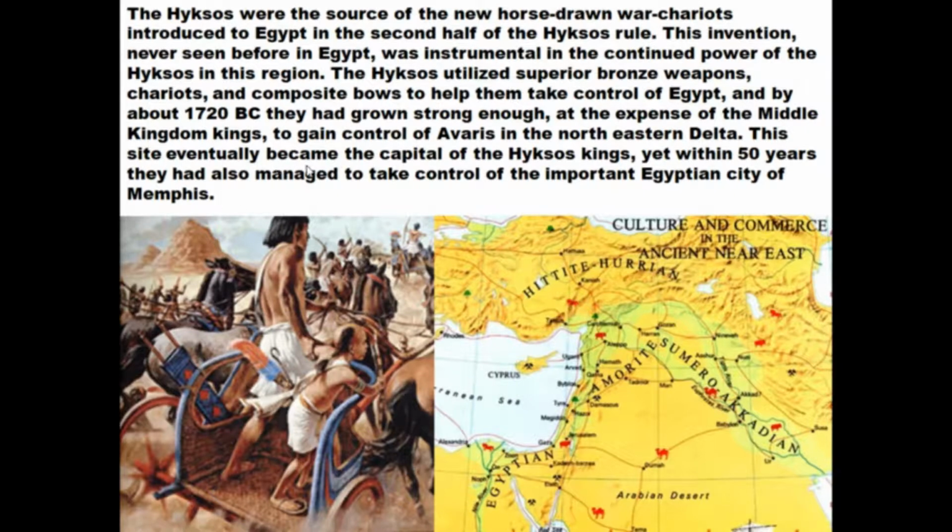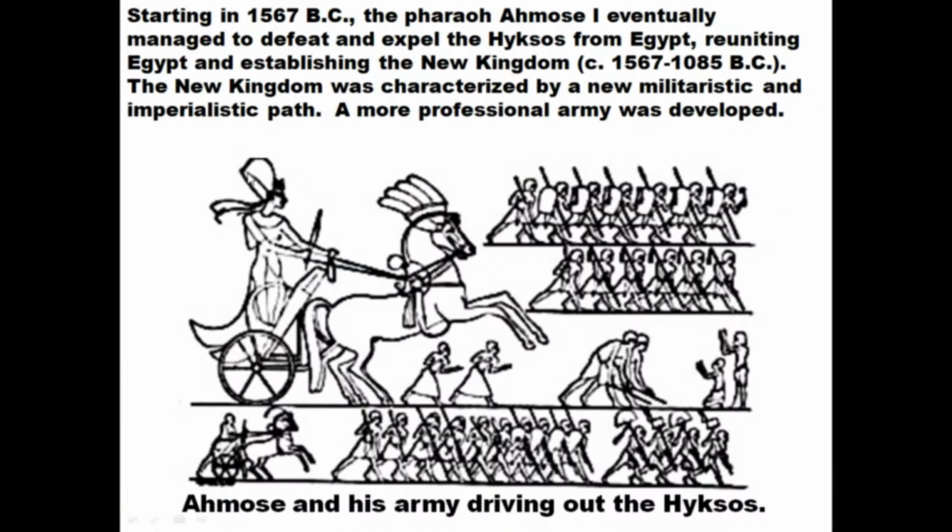This site eventually became the capital of the Hyksos kings, yet within 50 years they had also managed to take control of the important Egyptian city of Memphis. Starting in 1567 BC, the pharaoh Ahmose I eventually managed to defeat and expel the Hyksos from Egypt, reuniting Egypt and establishing the New Kingdom. From 1567 to 1085 BC, the New Kingdom was characterized by a new militaristic and imperialistic path. A more professional army was developed by Ahmose.